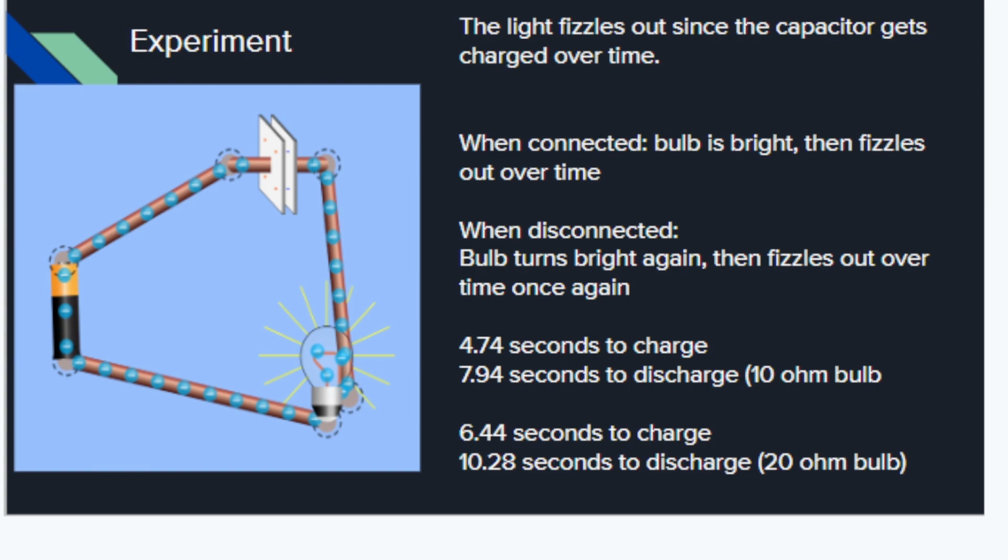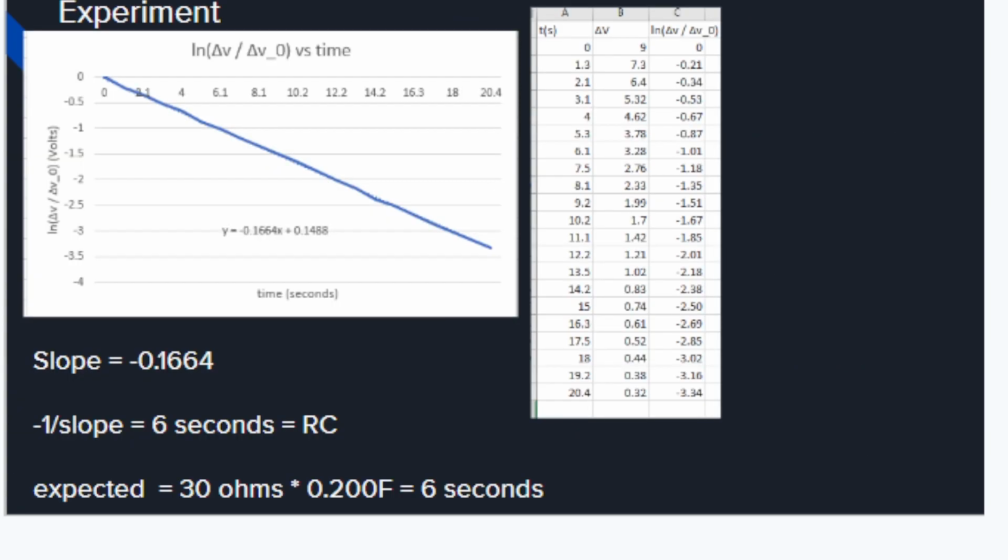Moving on to the RC section, you can find that the slope that I got from the data collected was negative 0.1664, and whenever you take the negative reciprocal of this, you find that the RC was 6 seconds. This is my observed value. The expected value, of course, is the 30 ohms of the light bulb multiplied by the capacitor, which would be 0.2, which gets you 6 seconds, so the expected matched the observed.